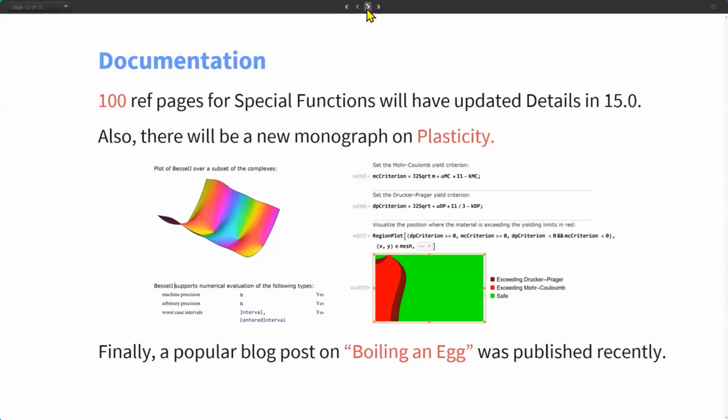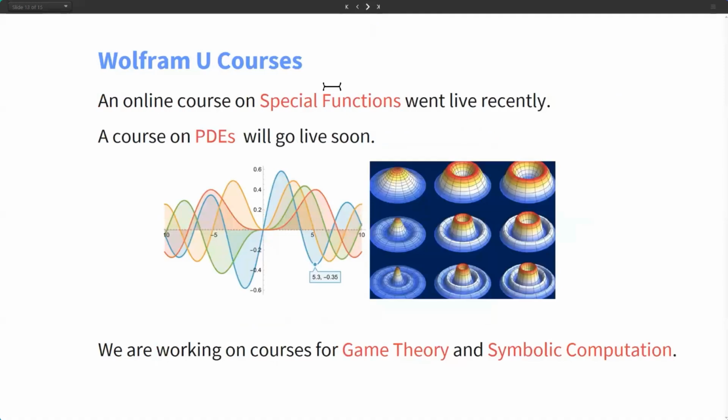And then, of course, for a long time, we've been working on Wolfram U courses. We have things starting from elementary algebra, calculus, linear algebra. We have lots of courses, and recently, a course on special functions went live. That's an area where we really have expertise and very unique functionality. I think that course is going to be of great value to people who work in the field and people who work in physics, etc.